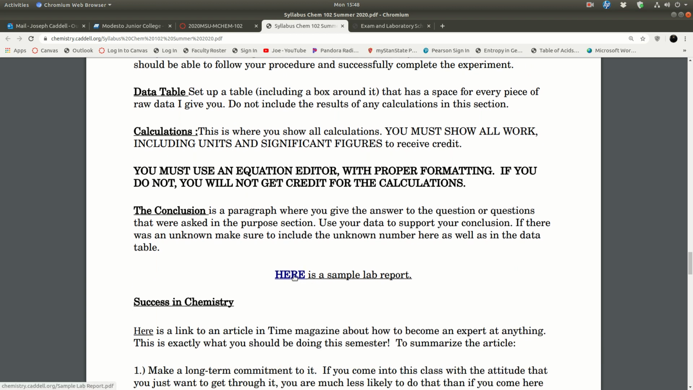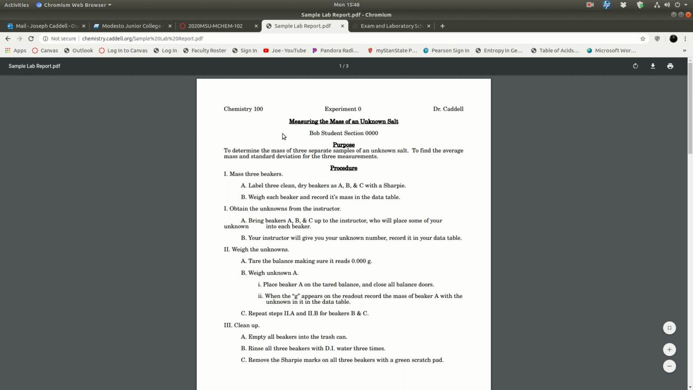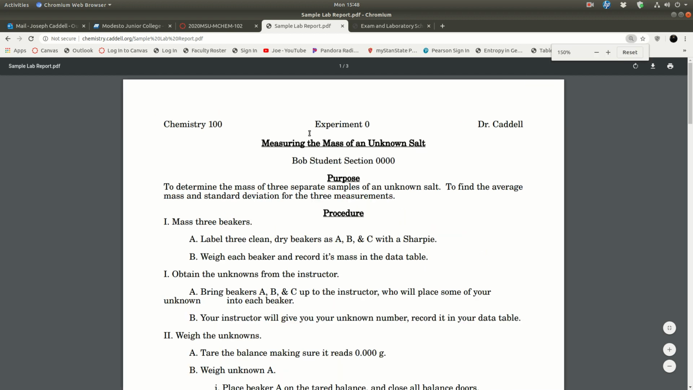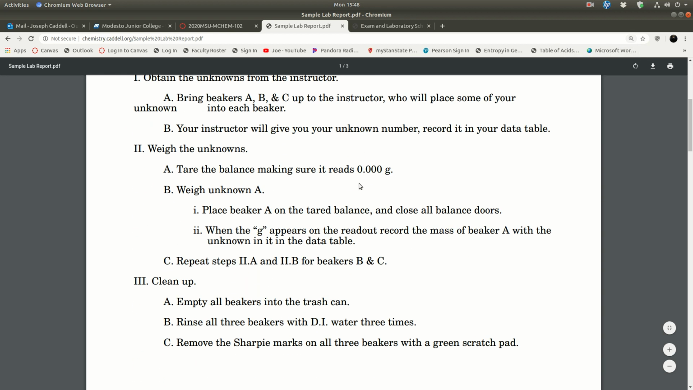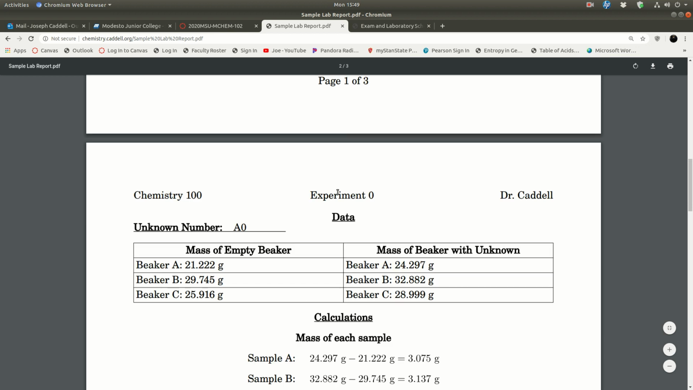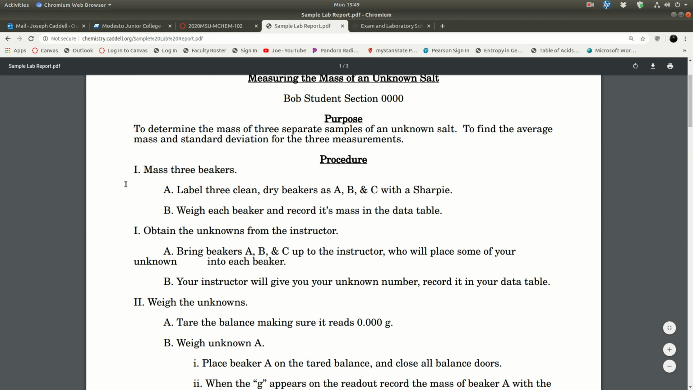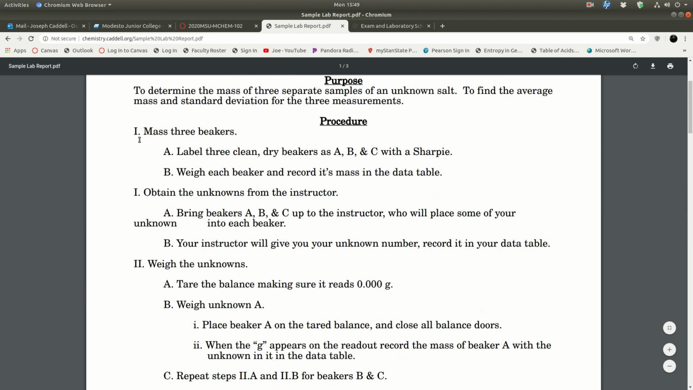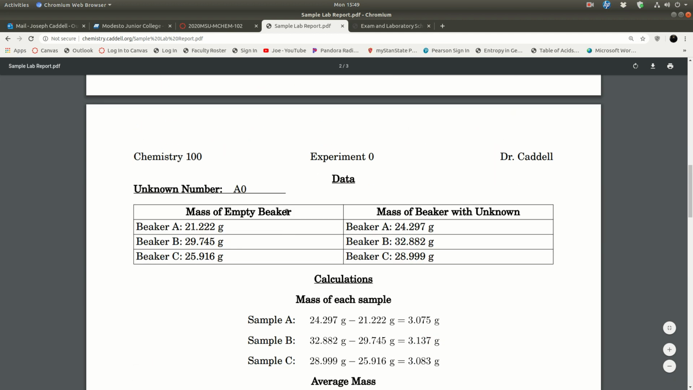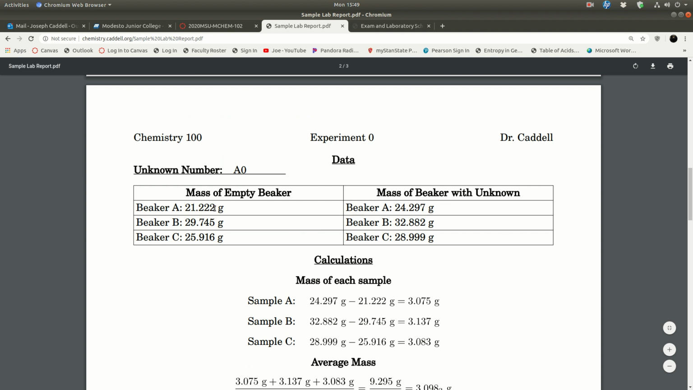So if you click on this, it's just some silly nonsense lab that I made up, but it's an example of what I want a lab report to look like. So there's a form. That's what I mean by outline format: numbers, letters, indentation, stuff like that. Subparts, data table like that, units.